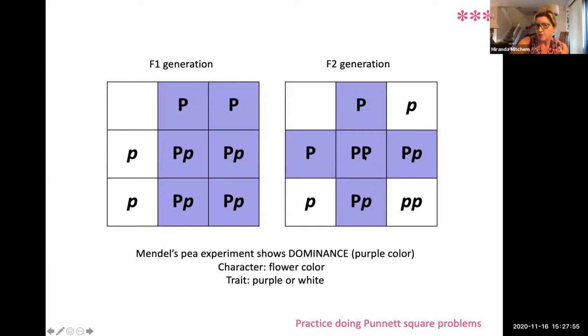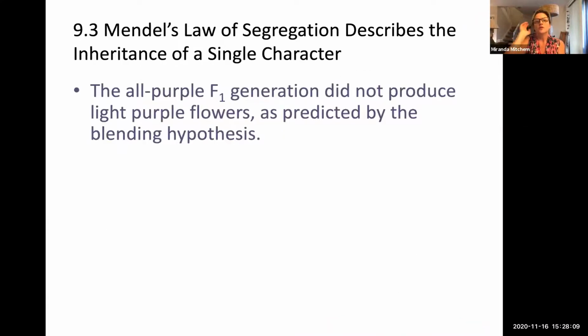If we have 2 big P's, we still get the same phenotype. It's only the recessive form that has a different phenotype here. So this brings us to the law of segregation. Well, let me show you. I'll show you as we go through it.